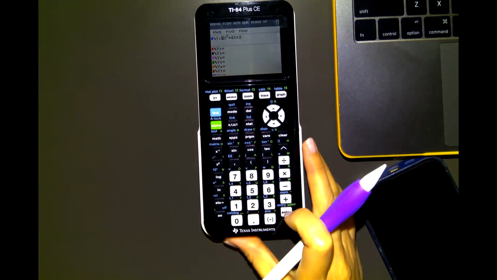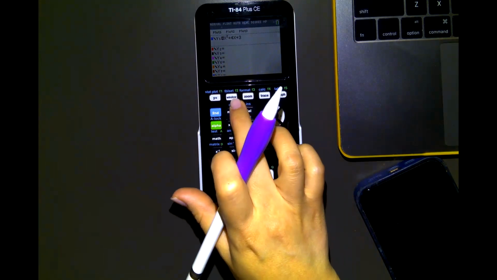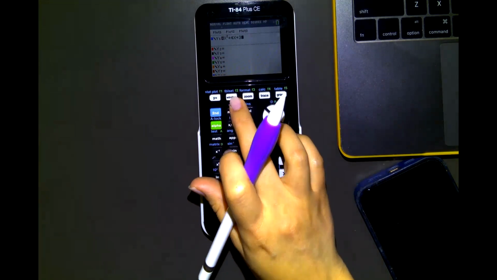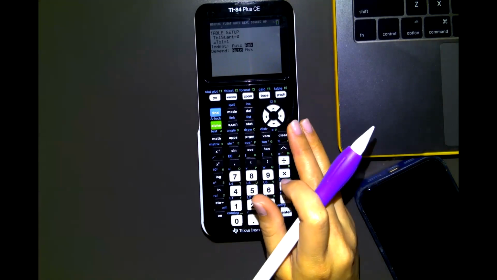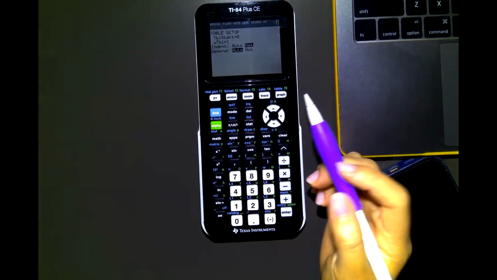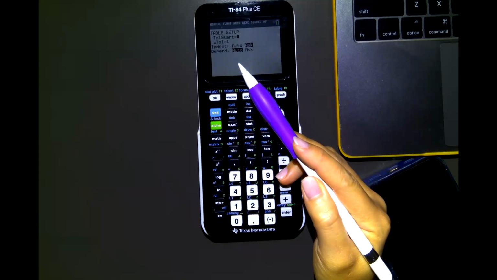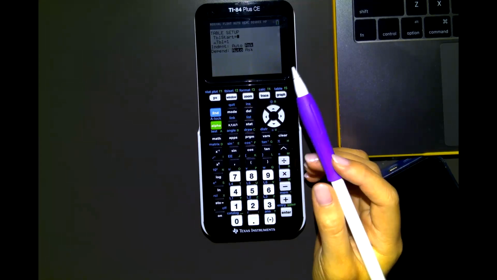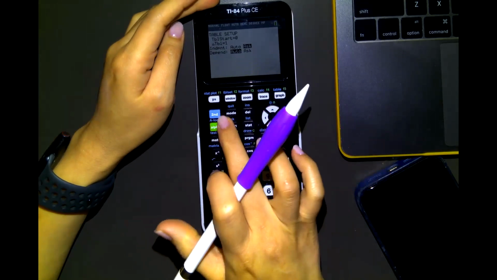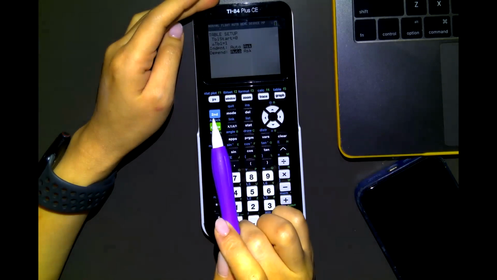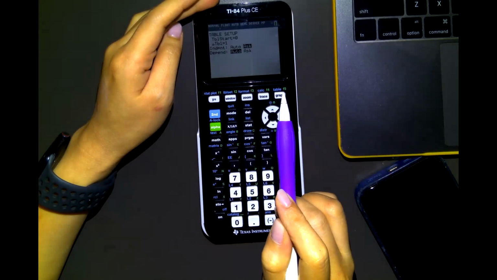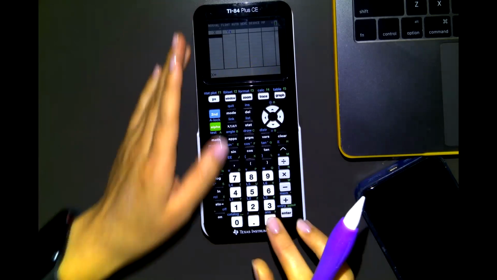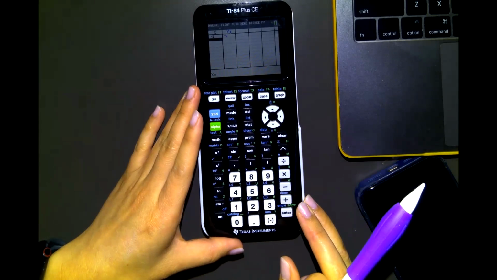All right. Now I want to go to table set. See table set above window right there. So go to second window, and I already told you independent should be in ask. The dependent should be in auto. So that means when you input something, the calculator is gonna compute it for you. Now go to second graph to go to table. Now I want -2.